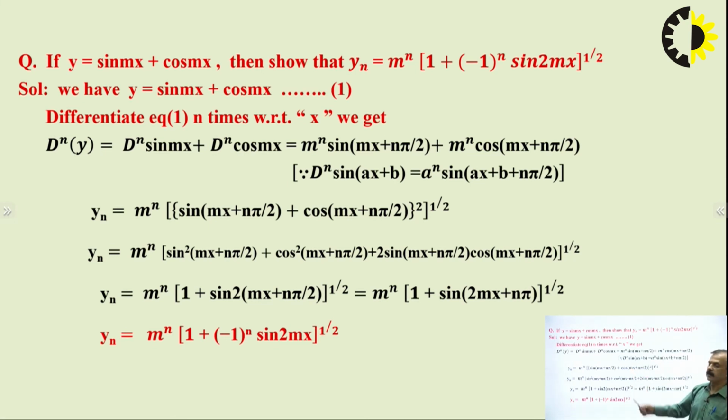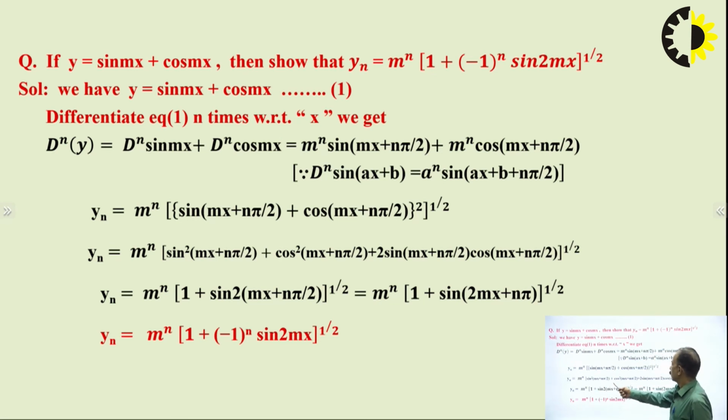Because m raised to the power n is common in both terms, we take it outside the bracket, and the value of y n is m raised to the power n into (sin(mx plus n pi by 2) plus cos(mx plus n pi by 2)). We square and take the under root, because we have to show the result in terms of an under root.